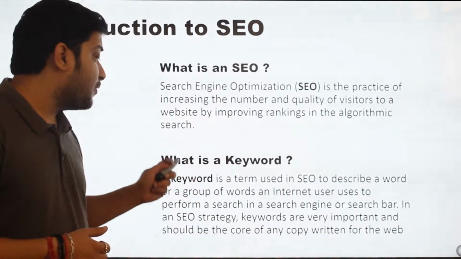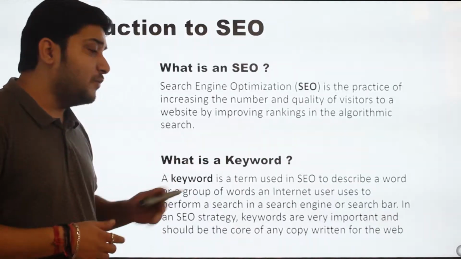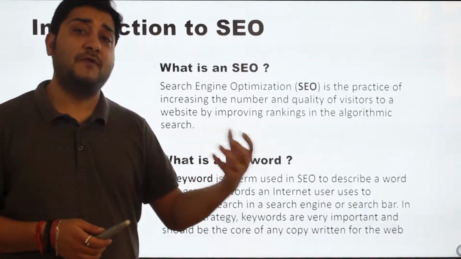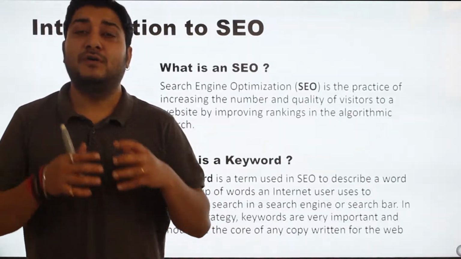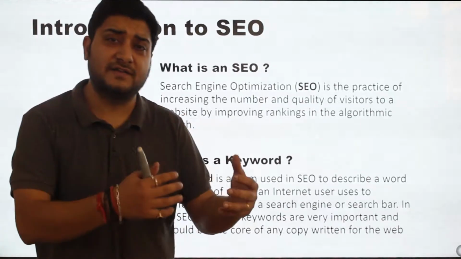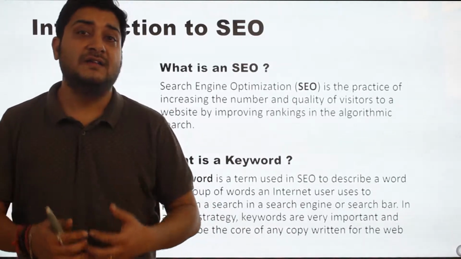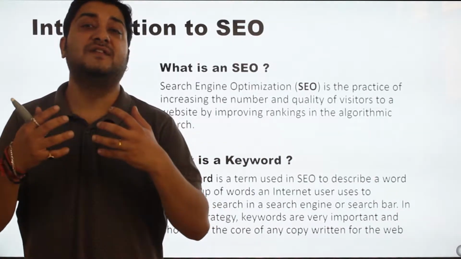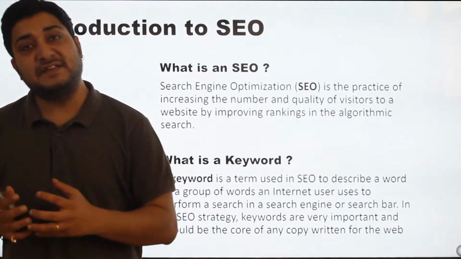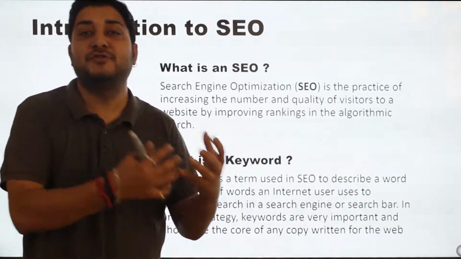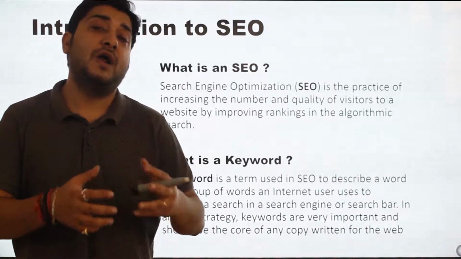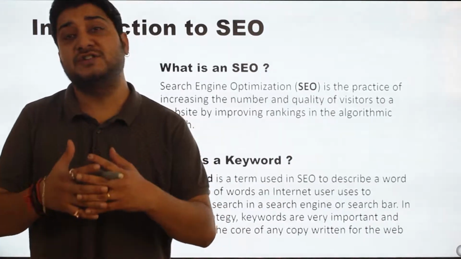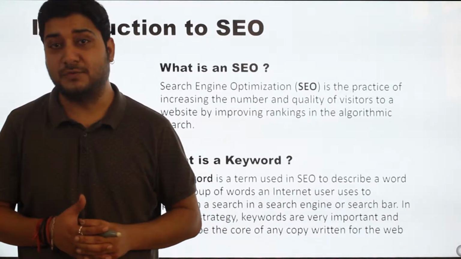Now let's talk about what is a keyword. A keyword is a word or a group of words that an internet user types on Google search or any other search in order to seek some information on a search engine. And this keyword should be directly proportional to your website or any kind of service or any kind of user you specifically want to target.